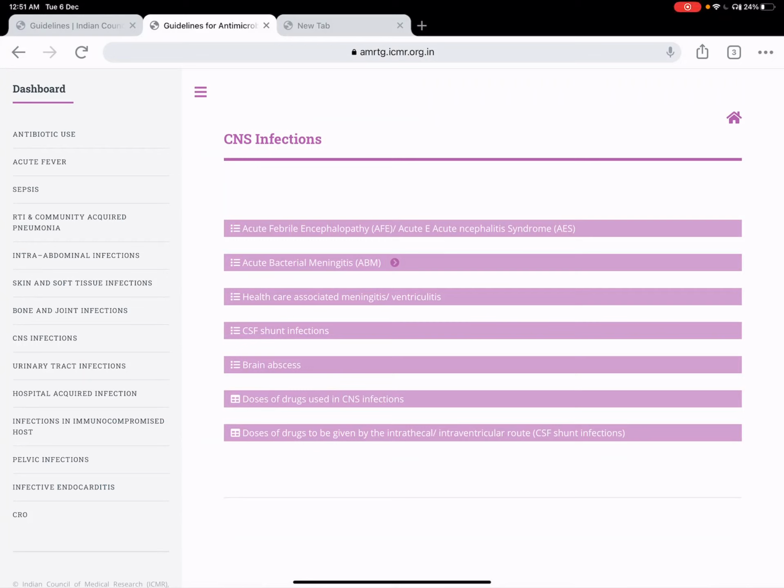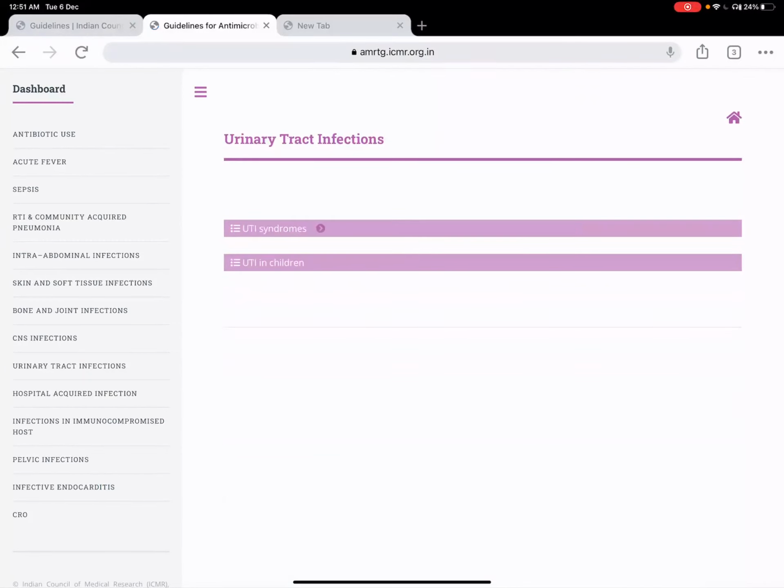No, if more than 50 years, empirically you can start ampicillin because listeria is difficult to prove. The CSF picture of listeria will mimic viral encephalitis only. So preferably in anyone above 50 years of age, we can give a course of ampicillin. It is not problematic. It's not wrong. Nothing will happen.